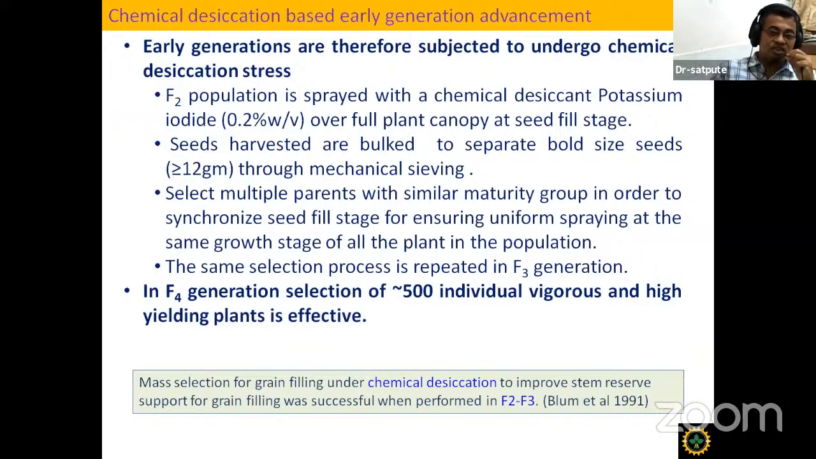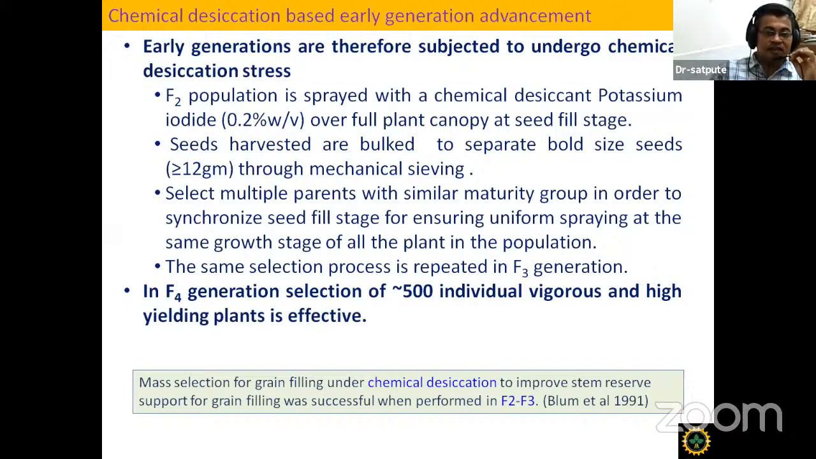So early generations are therefore subjected to chemical desiccation stress. The F2 population is sprayed with the chemical desiccant potassium iodide over the full canopy at seed fill stage, and the seeds harvested are pearled to separate bold size, that is maybe more than 12 grams, through mechanical sieving. So it's a very broad way of doing it.